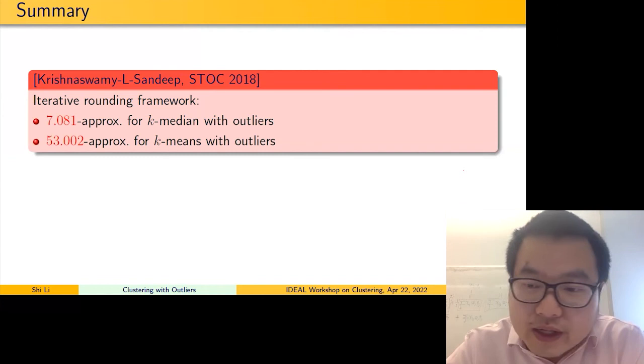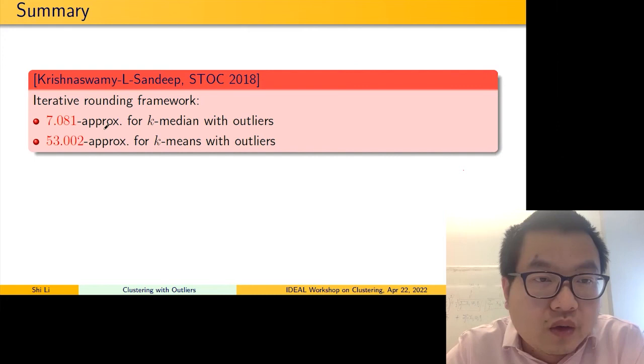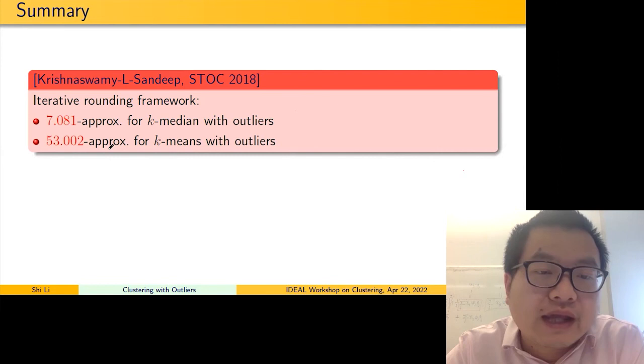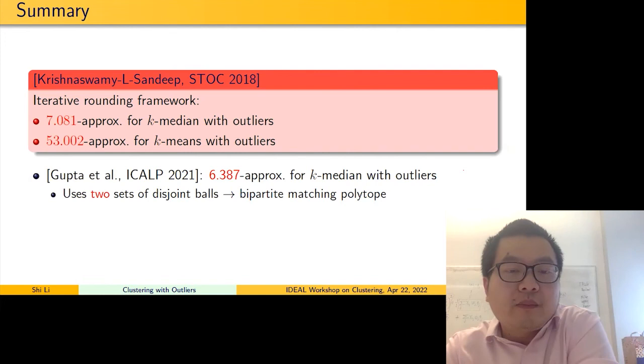Okay, so I think that's enough time. So let me do a summary. So in the talk, I gave an iterative rounding framework for k-median and k-means with outliers problem that achieves constant approximation. And for k-median with outliers, the approximation ratio has been improved by Gupta et al.